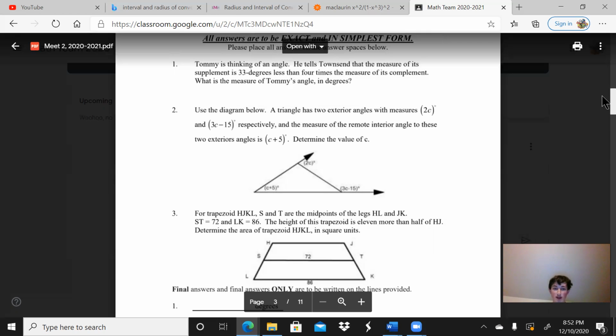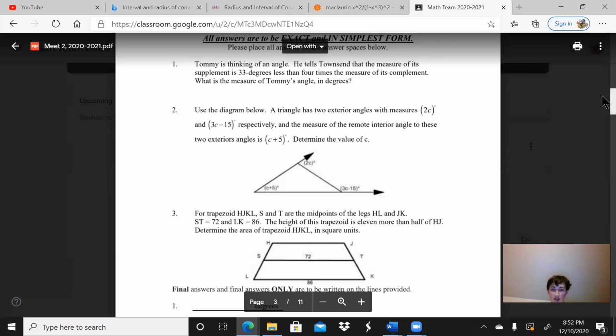Because S and T are midpoints, if the midpoint is 72 and you have 86 as the larger one, the smaller one is not just 86. It's the distance from 72 to 86, so it's 86 minus 72, which is 14. 72 minus 14 is 58. Because when you take the average of the small and the large legs, you're going to get the middle, the median, or whatever you want to call it.